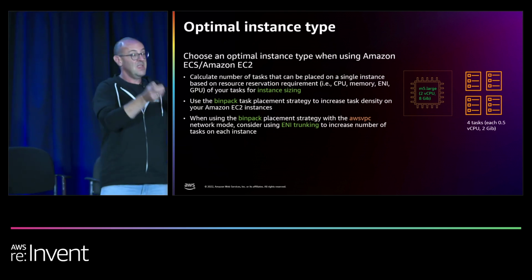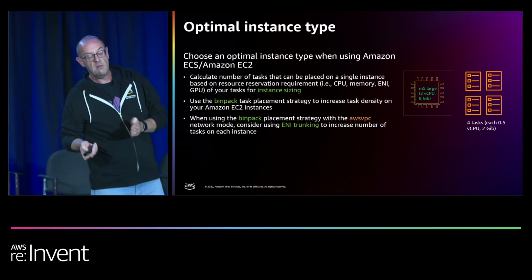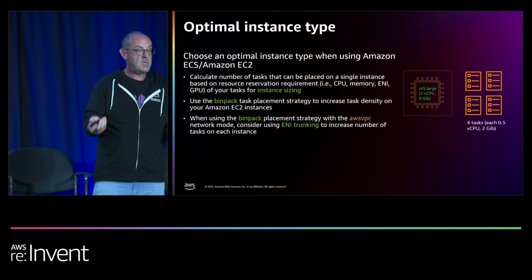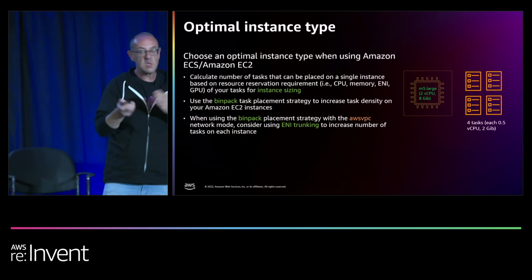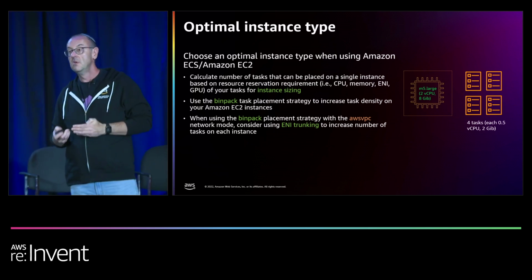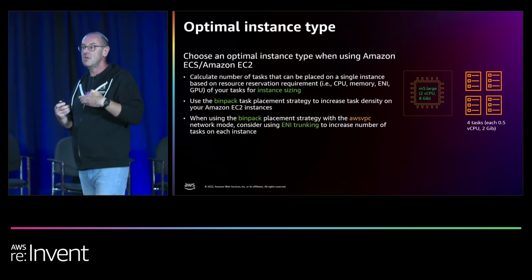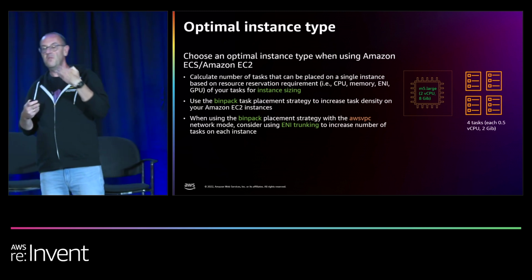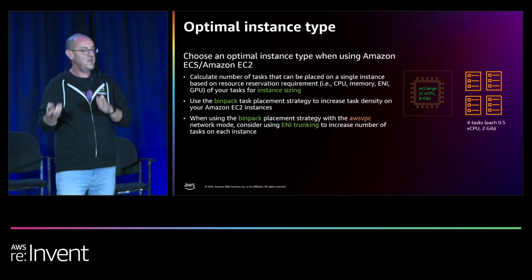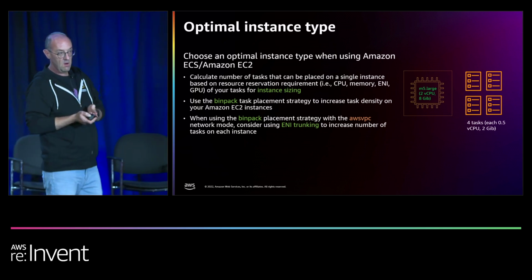Try and make sure that they fit exactly, what is called bin packing, inside your EC2 instances. You will need to do some testing, of course, in order for this to work. And make sure that the resources that you're allocating for your clusters in the back end will fit the workload that you're running on your tasks as well.